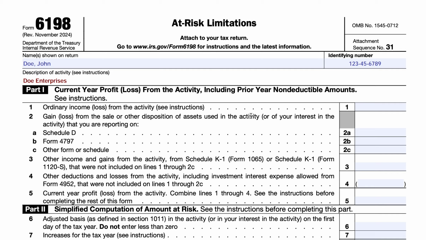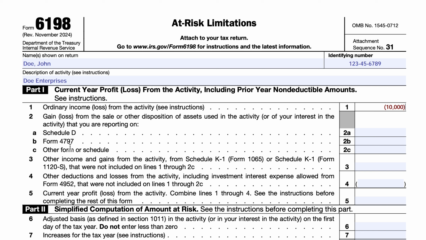So it could be income or it could be loss. Let's just say that this was a $10,000 loss. Now we have gains from the sale or other disposition of assets used in the activity, as reported on Schedule D, IRS Form 4797, or some other form or schedule.